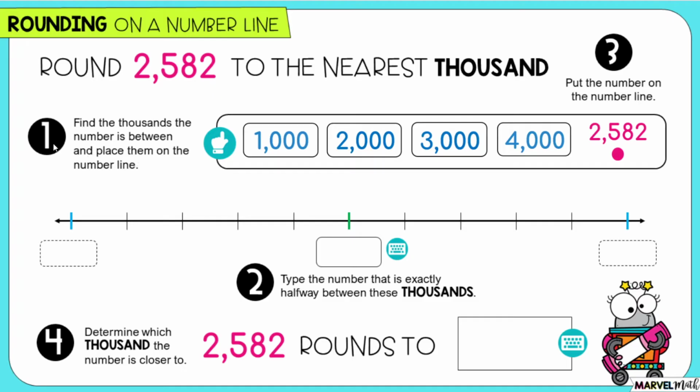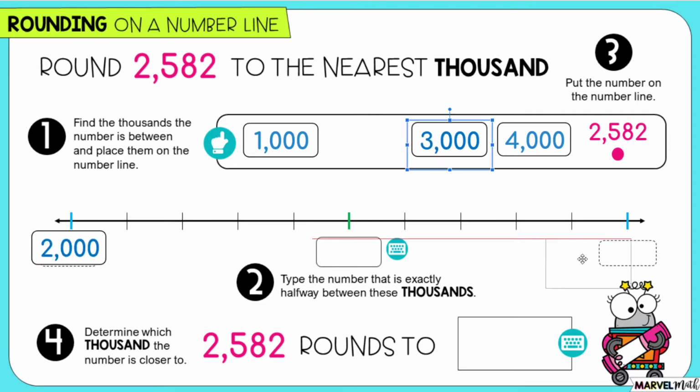So we need to first find the thousands the number is between and place them on the number line. Since it's 2,582, it's going to be between 2,000 and 3,000.